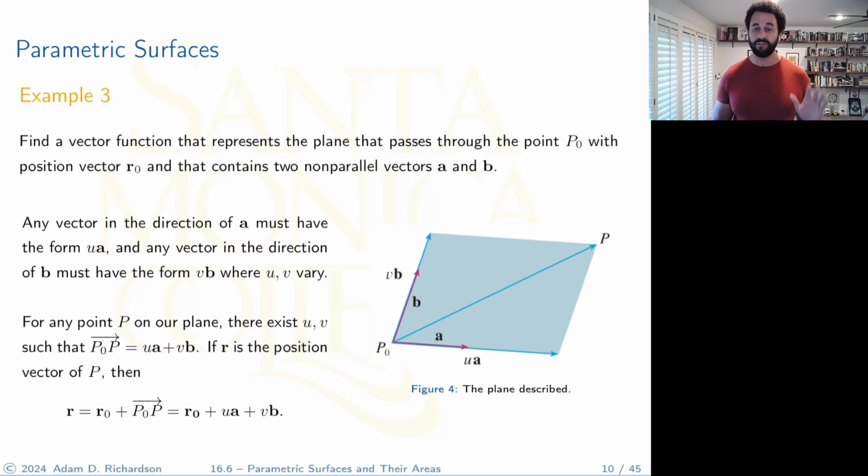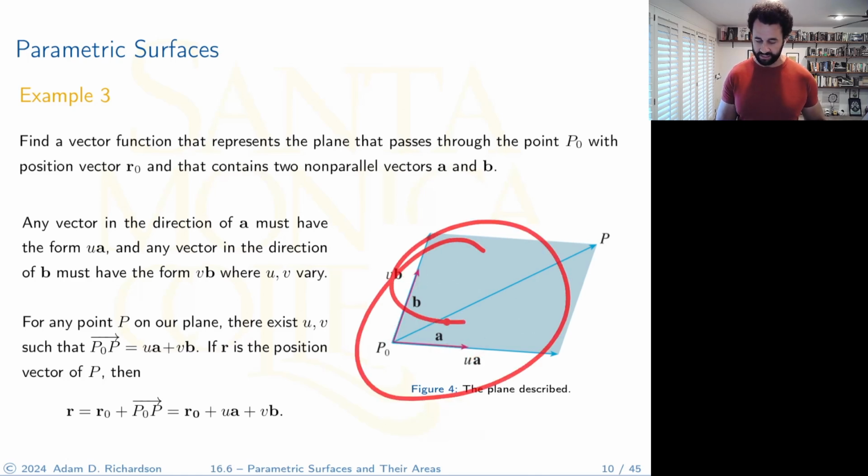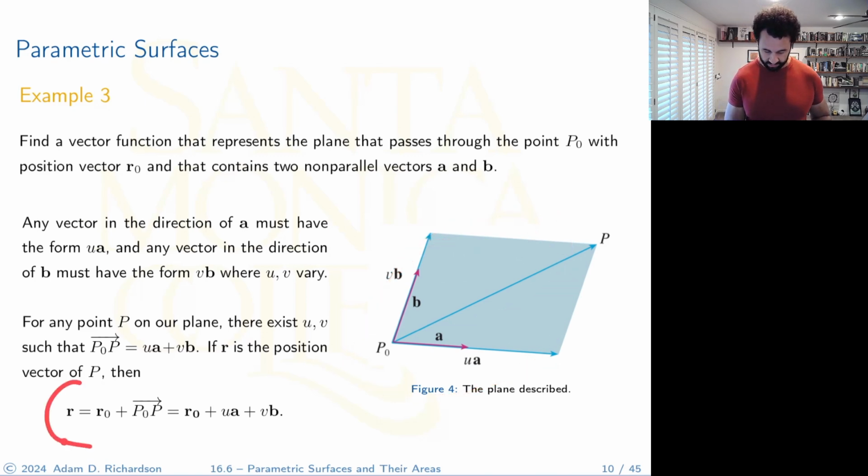Okay, and we can do that for any point. We can do that for any point P on that plane. It doesn't matter what the point is. So to describe the plane, all we need to do is talk about getting to the point P naught and then going some amount in this B direction and some amount in this A direction, and that'll describe any possible point on that plane. So in a formula, it looks like this.